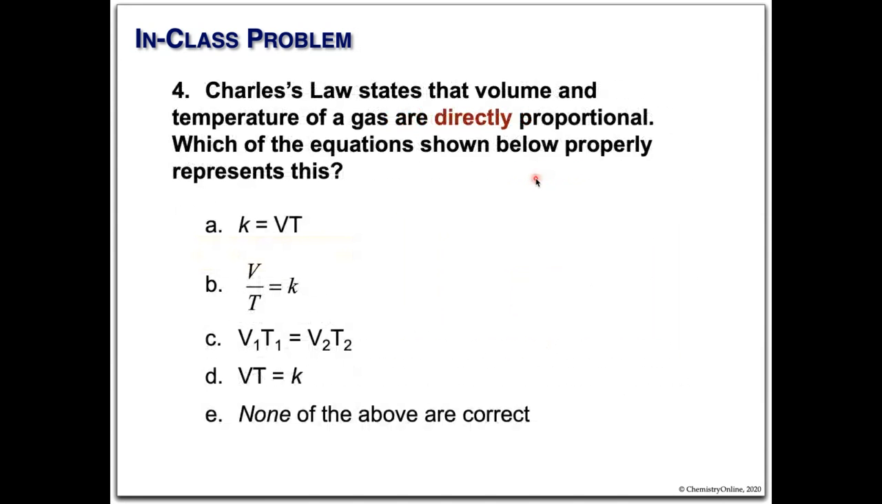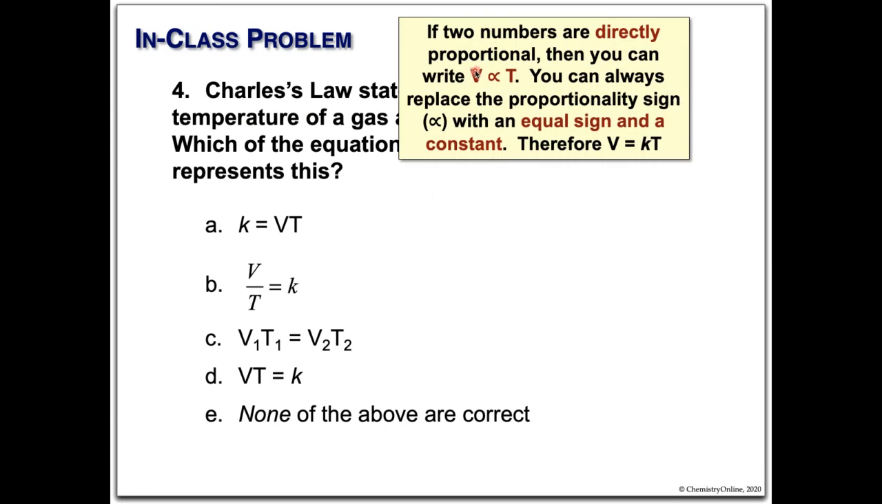All right. This is one of my favorite questions. You know that. This is Charles's law. Charles's law states that volume and temperature are directly proportional. Now remember what that means. That means that V is directly proportional to T. V goes up, T goes up. When we talked about this in class, we said that you can always replace the proportionality sign with an equal and a constant. Therefore, V is equal to a constant times T.